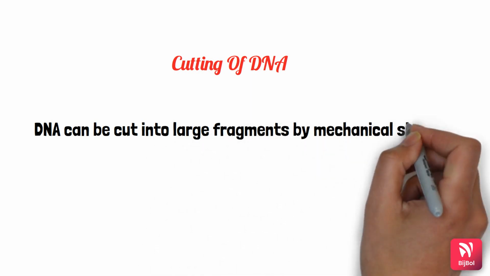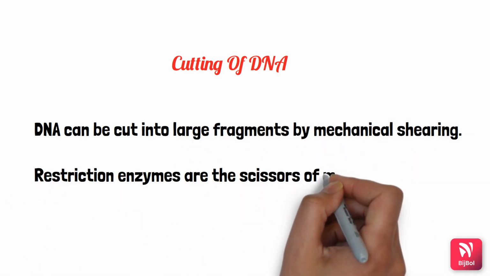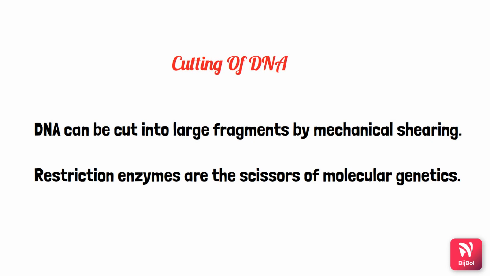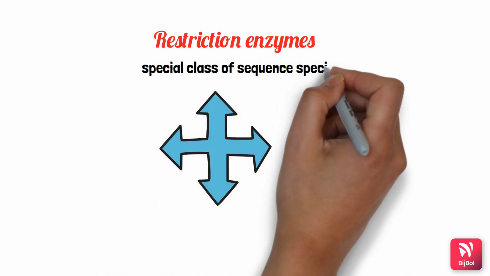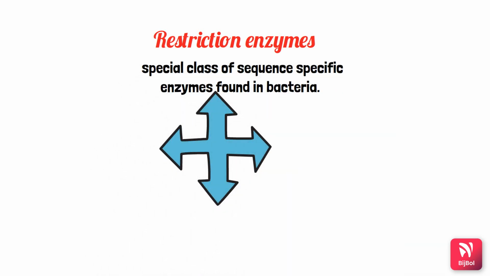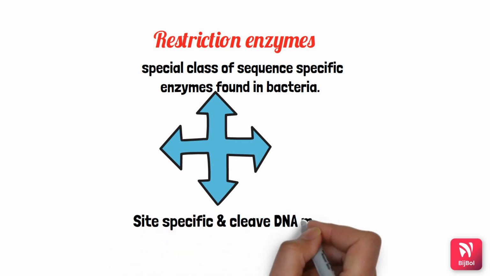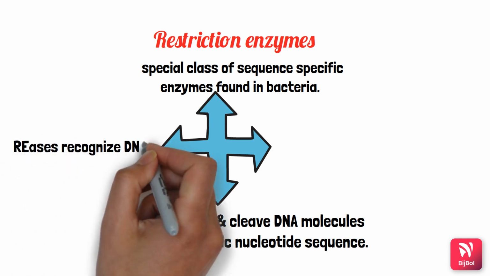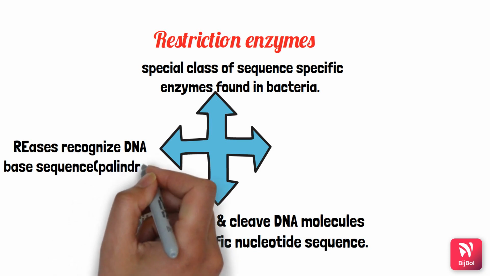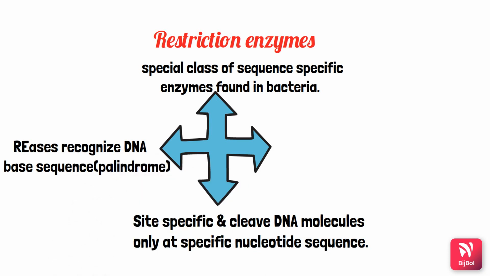After isolating, the second step is to cut the DNA. DNA can be cut into large fragments by mechanical shearing. One particular group of enzymes, called restriction enzymes, are the scissors of molecular genetics. Let us now know about this important enzyme. These restriction enzymes are a special class of sequence-specific enzymes found in bacteria. Restriction enzymes are site-specific, that means they cleave the DNA molecules only at specific nucleotide sequences. Restriction endonucleases recognize the DNA at palindrome sequences.